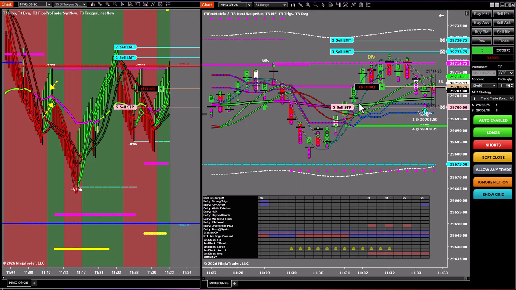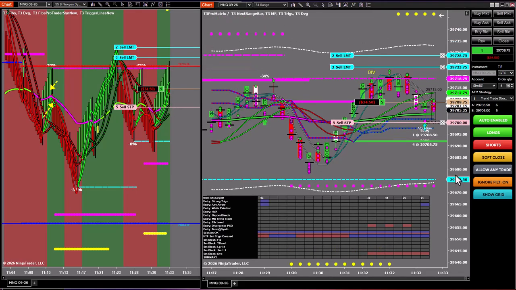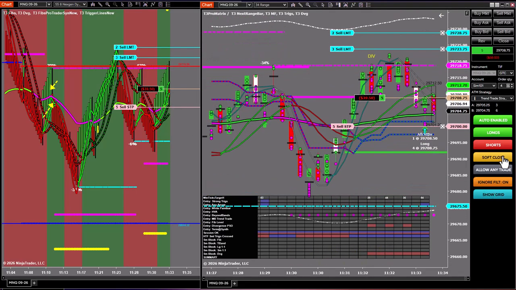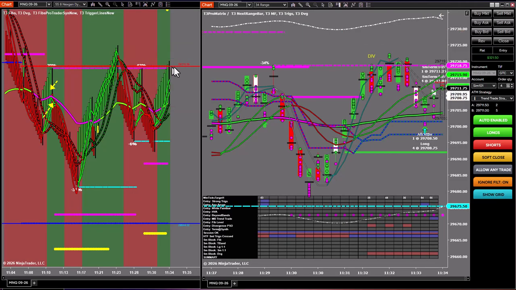Let's see what happened. Man, I don't like that trade. I don't like it because we just came off of resistance. If I didn't like it, I could just hit soft close and be done with it. But I'm going to just let it go. We'll see if it at least maybe gets back up to the high up here. I don't think it's going to, coming off of resistance, but again, try not to over.